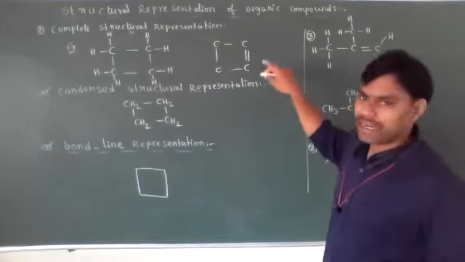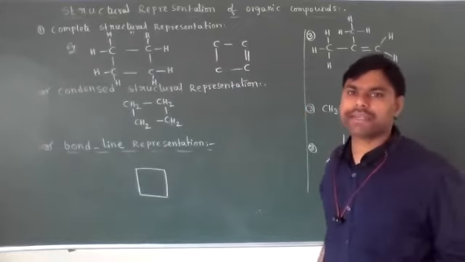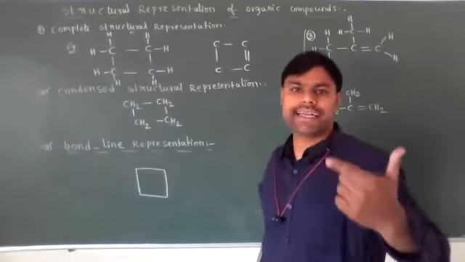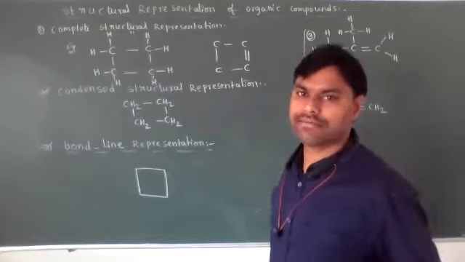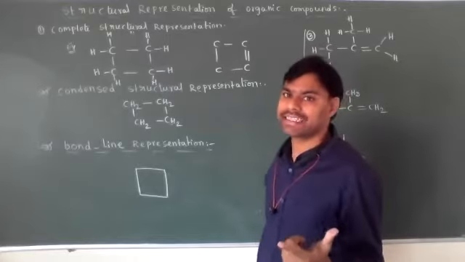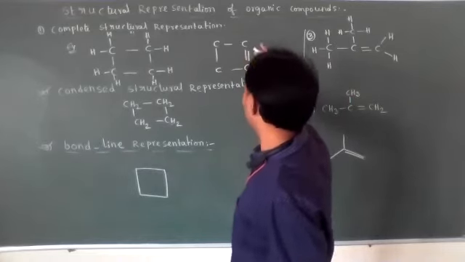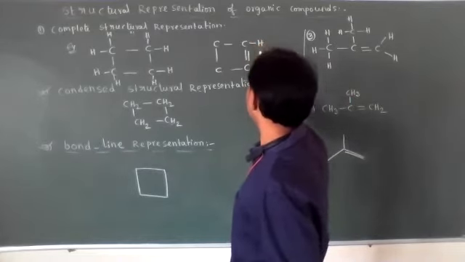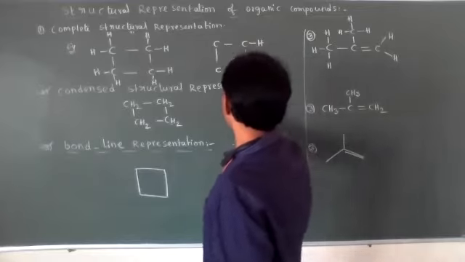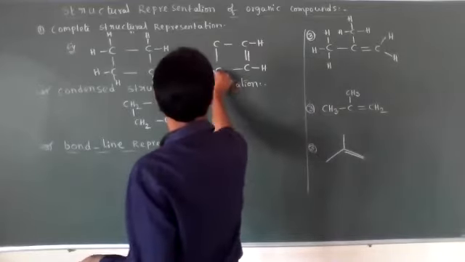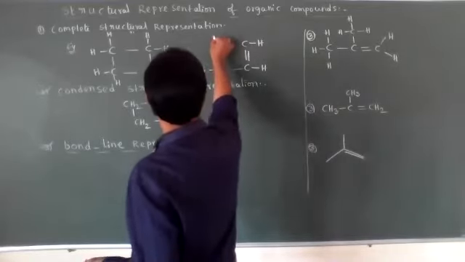That 4-member cyclic ring, one double bond is present. It indicates cyclobutene: a double bond means an alkene, butene. Already 3 bonds are there, so just hydrogen atoms are present. The remaining 2 hydrogens are present here.